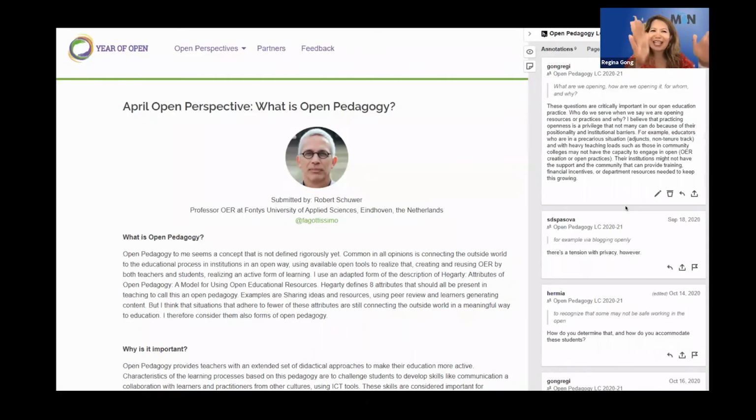Yes. So that is the page, the Year of Open. And as you can see on the right side of the screen is the Open Pedagogy Learning Community. We created that account in Hypothesis, and each of our participants is free to annotate the page and make comments as to what about these views of open pedagogy resonates with them, or what they can relate to.